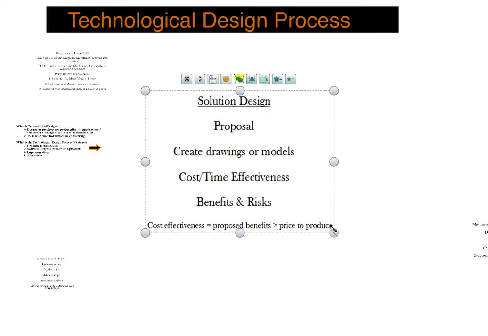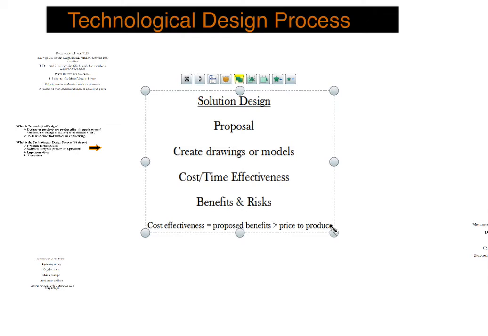So when you create that drawing, let's say we work for BMW, you're first going to create a drawing of the new car you'd like to sell, and then you're going to create a model of it. If that model doesn't look or behave like you would like for it to, you go back to the drawing stage. Then the cost and time effectiveness. There's a little equation down at the bottom to ensure that you understand cost effectiveness. For something to be cost effective, the proposed benefits need to outweigh the price to produce. And then you're going to weigh the benefits and risks.